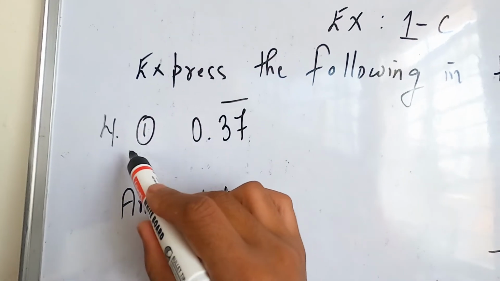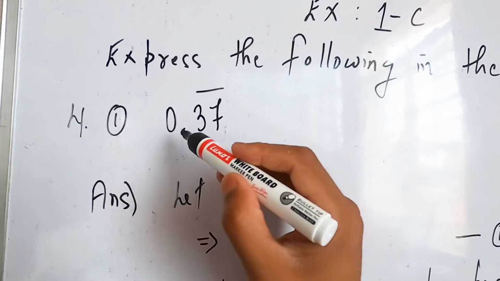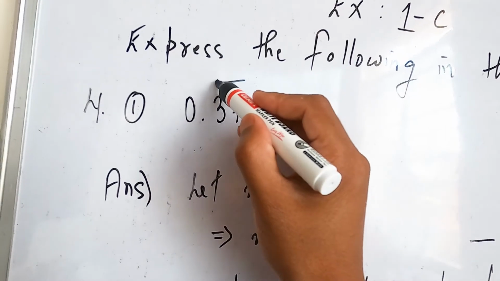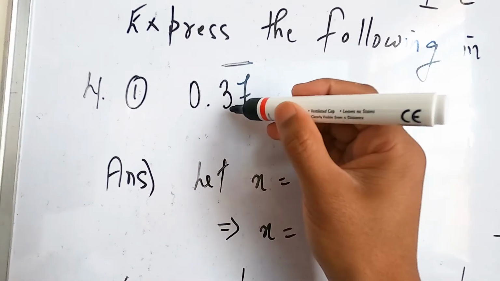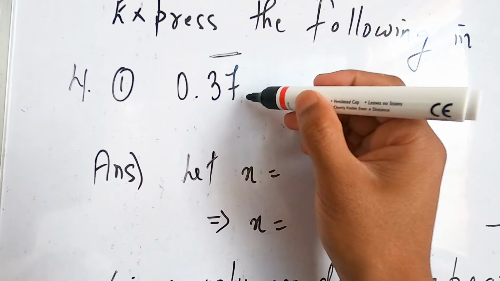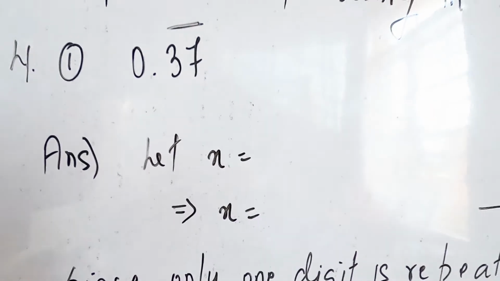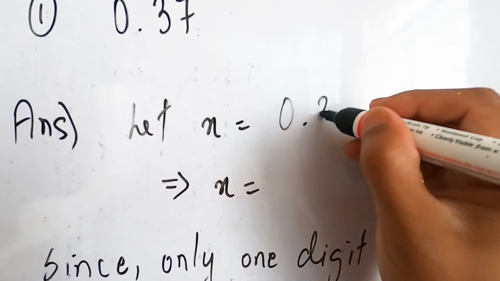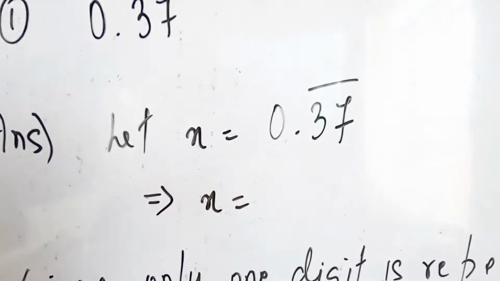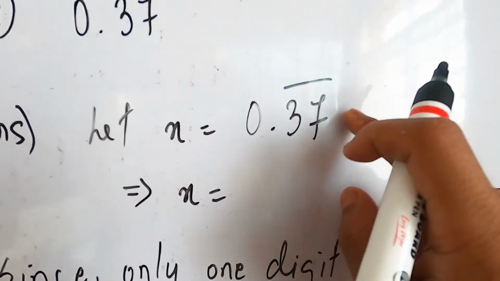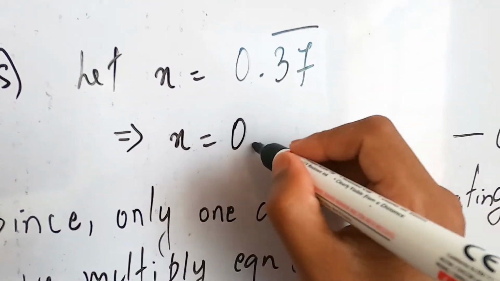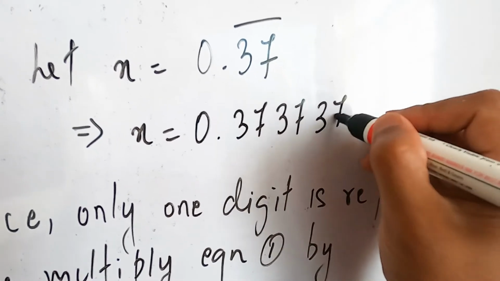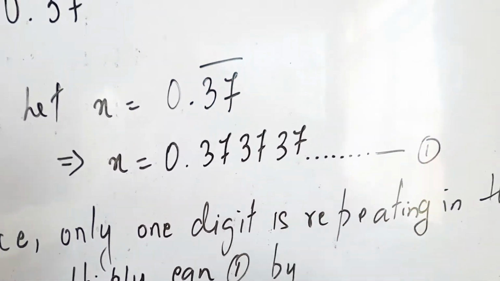Next we will be starting with question number 4. The decimal number is 0.37 with a bar on top of 37, which shows that 37 is a repeating decimal. So we write, let x equal 0.37 with a bar on top. We remove the bar, so x is 0.373737, which is a repeating number.